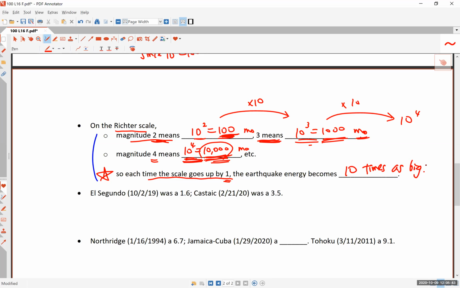Right. So you can say, well, what's the difference between a 6.0 and a 7.0? The answer, the 6.0 is 10 times as weak as the 7.0 earthquake. See, that's something that we all should understand, in my opinion.